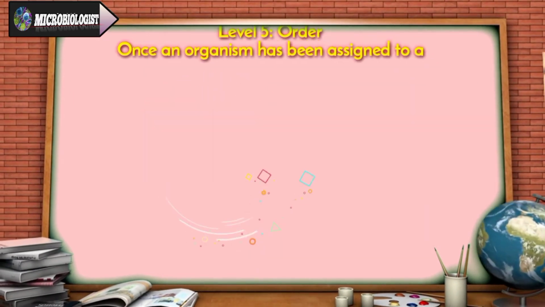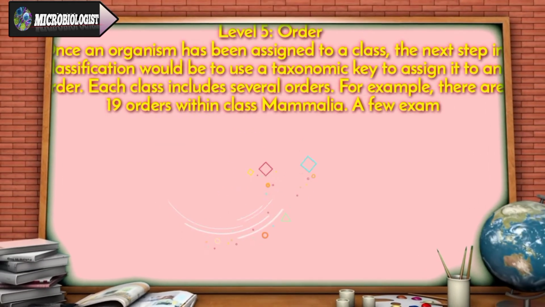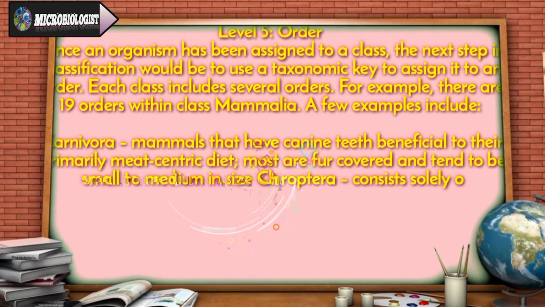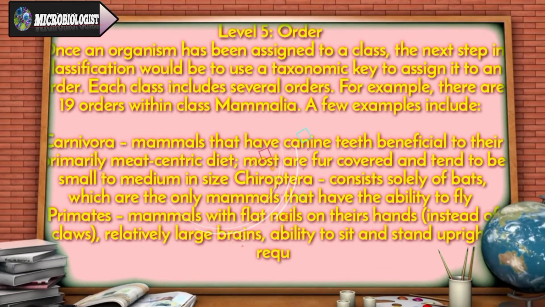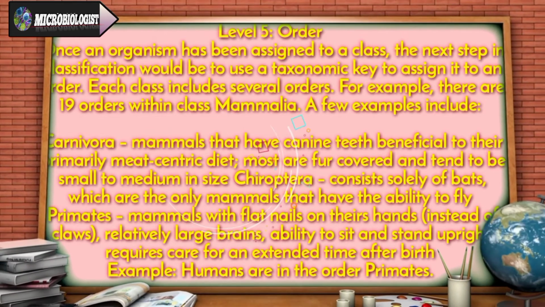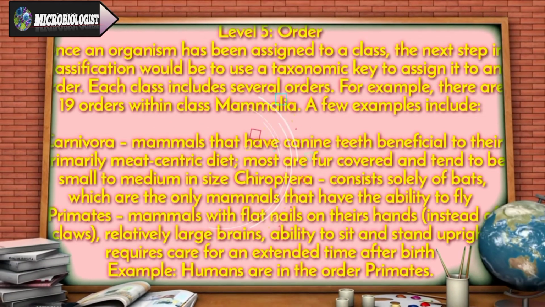Level 5, order. Once an organism has been assigned to a class, the next step in classification would be to use a taxonomic key to assign it to an order. Each class includes several orders. For example, there are 19 orders within class Mammalia. A few examples include Carnivora, mammals that have canine teeth beneficial to their primarily meat-centric diet. Most are fur-covered and tend to be small to medium in size. Chiroptera consists solely of bats, which are the only mammals that have the ability to fly. Primates, mammals with flat nails on their hands instead of claws, relatively large brains, ability to sit and stand upright, and requiring care for an extended time after birth. Example: humans are in the order Primates.